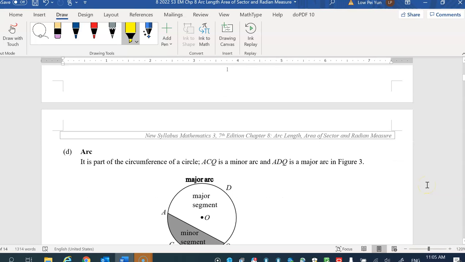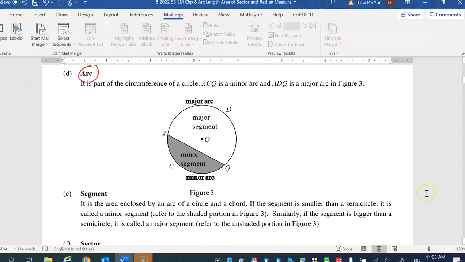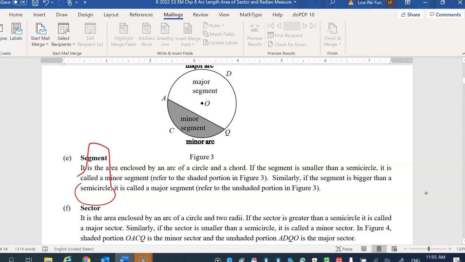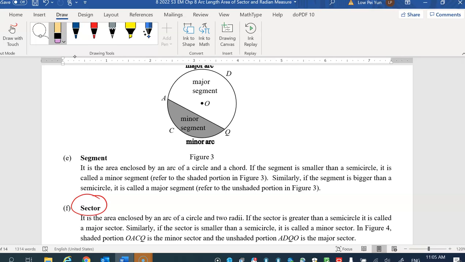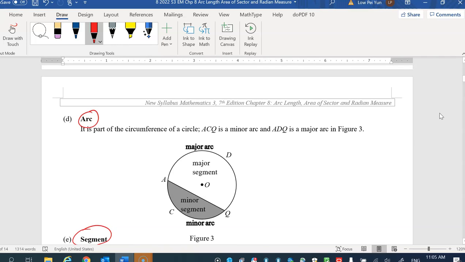Now moving on, in this portion of the chapter, you have to know the definition of three things: the arc, the segment, as well as the sector. Let me take a look. Yes, segment. Okay, moving up again, the arc. Well, as the name suggests, the arc is a curve, and it has to be the portion, the part of the circumference of a circle.